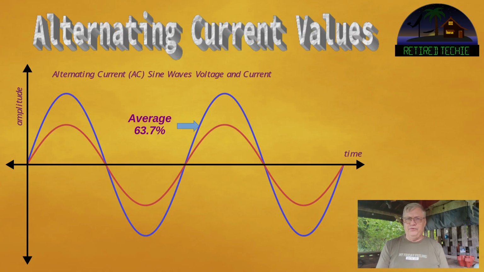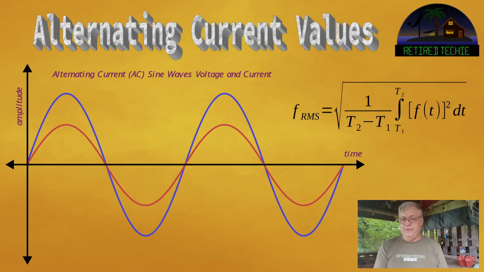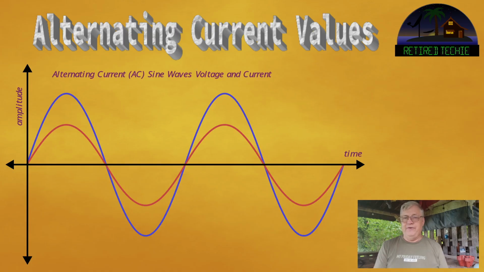Now, most of our AC values are done via what they call RMS, or root mean square, and you can see the formula here for root mean square. It's even more complicated than the average formula. We're not going to use it. Again, we're assuming our AC is a sine wave.